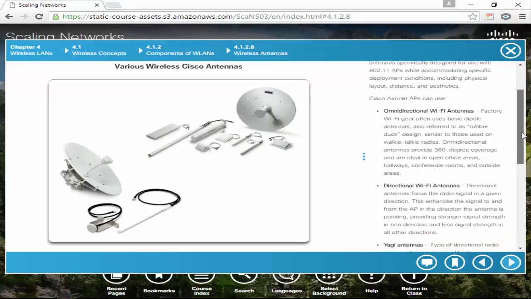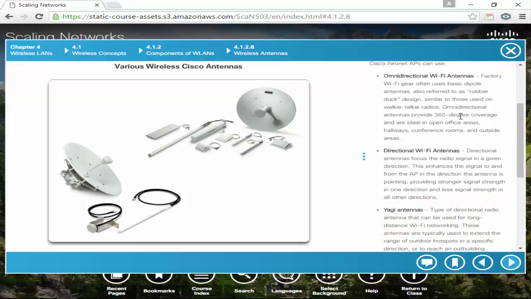I'll give you a Cisco's rundown. Alright, omnidirectional. Factory Wi-Fi gear often uses basic dipole antennas, also referred to as rubber duck design, similar to those used on walkie-talkie radios. Omnidirectional antennas provide a 360 coverage and are ideal for open office areas, hallways, conference rooms, and outside areas.